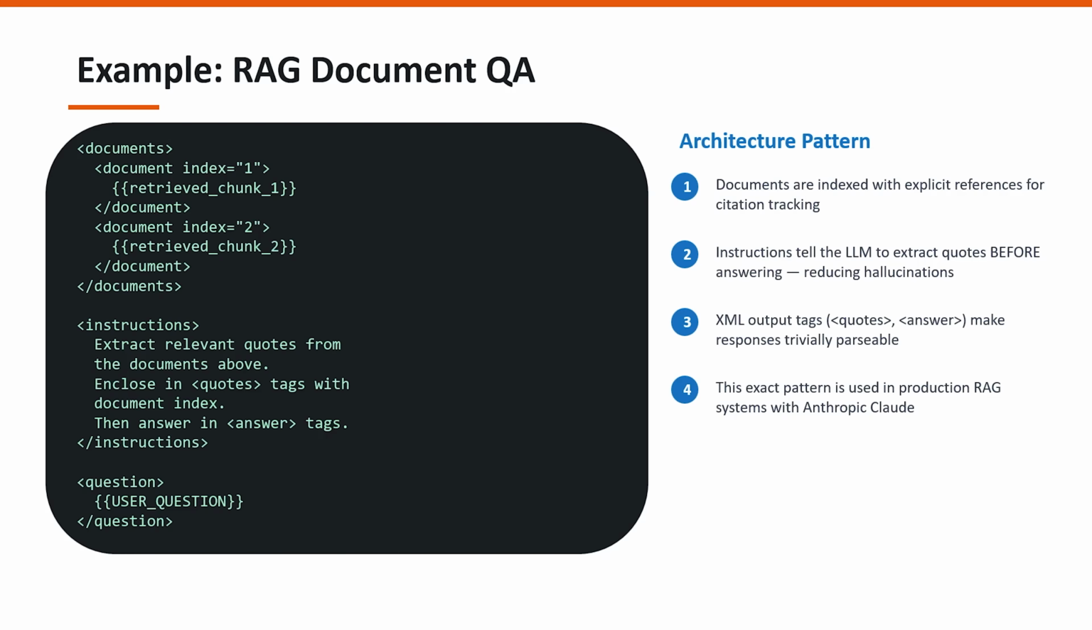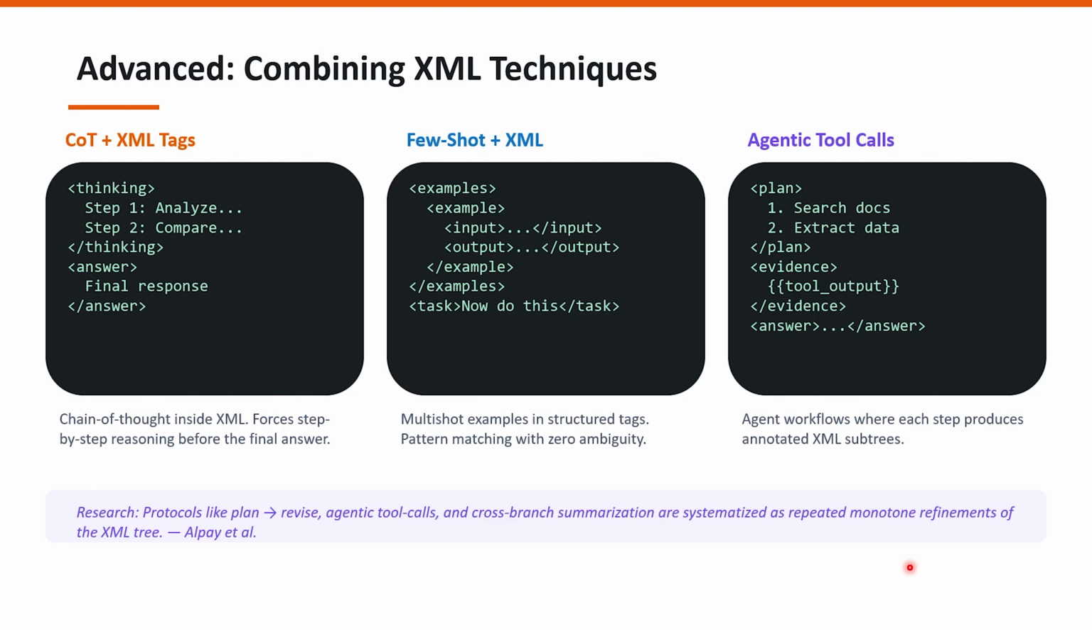Now let us look at some advanced techniques where you combine XML with other prompting methods. First, chain of thought plus XML. You use a thinking tag where the AI reasons step by step, and then an answer tag for the final response. This forces the AI to actually think before answering, rather than jumping to conclusions. Second, few-shot plus XML. You put your examples inside examples tags, with each example having its own input and output tags. The AI learns the pattern from these examples and applies it to your actual task. Zero ambiguity about what is an example and what is the real task.